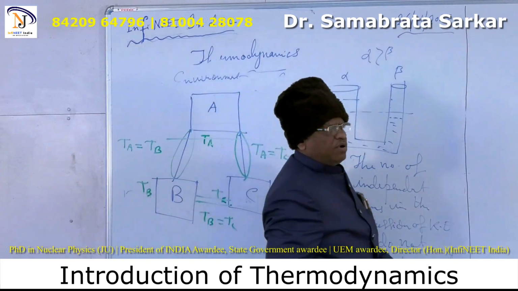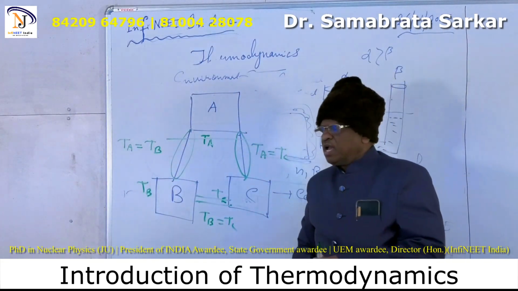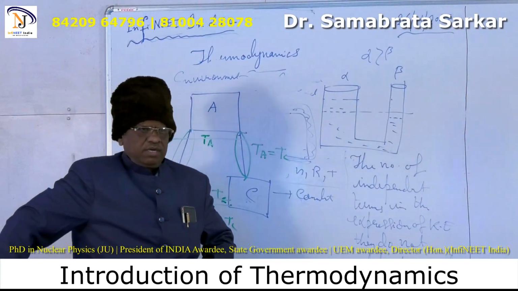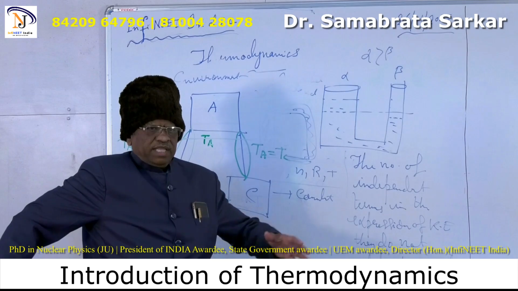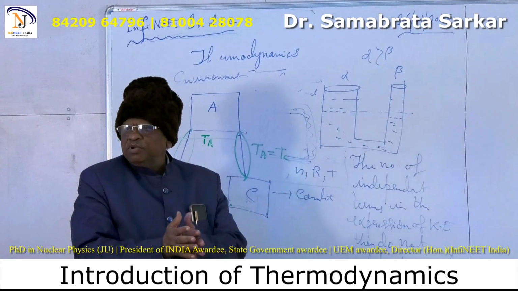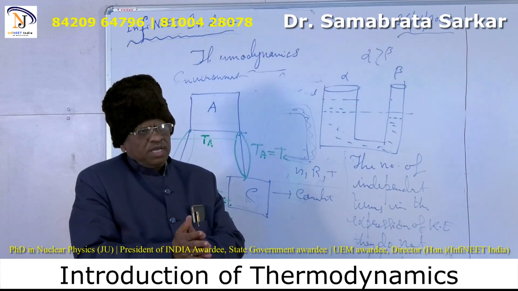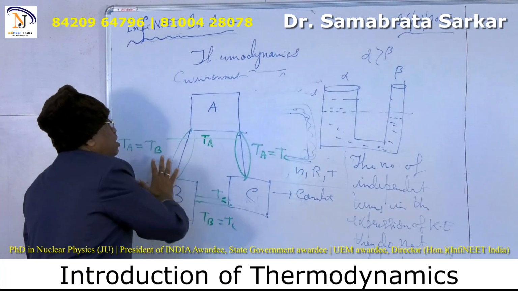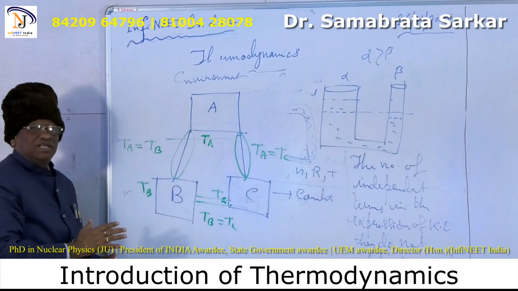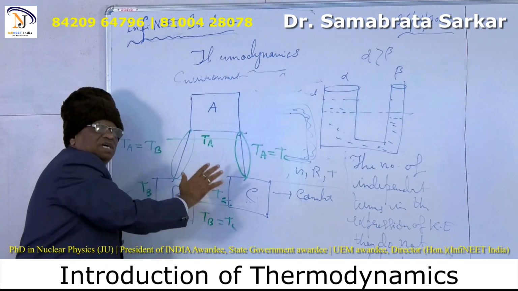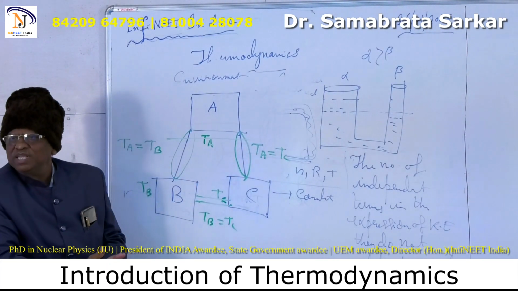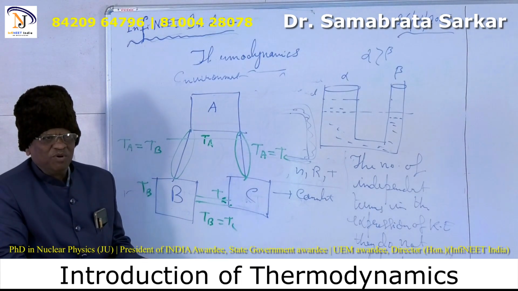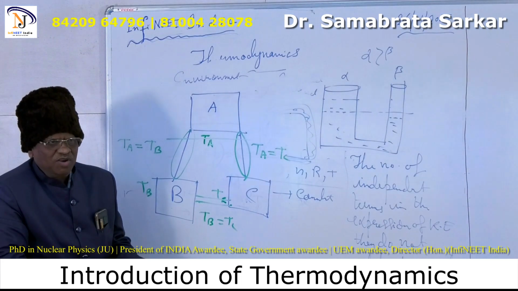So if two bodies are in thermal equilibrium with a third one, then the two bodies will be in equilibrium with each other. This is actually the zeroth law. And what does the zeroth law say? That all the bodies are at the same temperature, so no heat will flow, that is, zero heat will flow. That is the zeroth law. Am I clear or not?